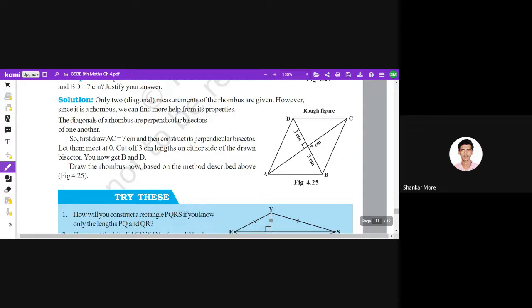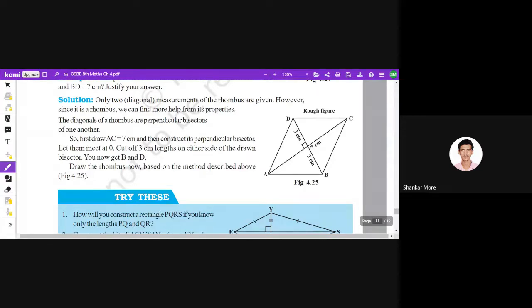Okay, yeah. So any doubts, students? How can we draw a rhombus? Any doubts? Yes, no? No doubts, right? Okay. So how many measurements are here, students?